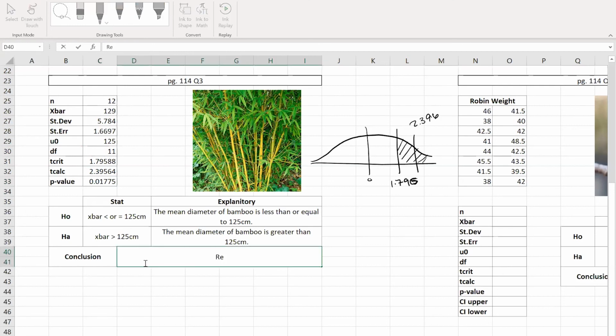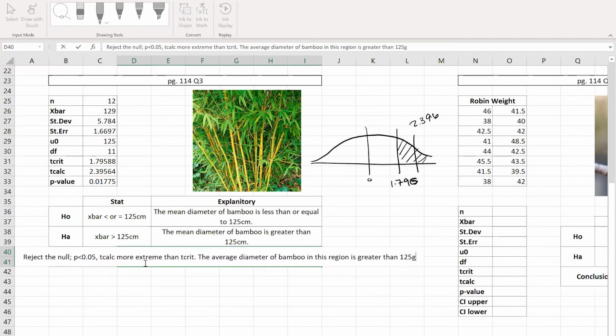So we reject the null. P is less than 0.05. T-calc is more extreme than t-crit. The average diameter of bamboo in this region is greater than 125 centimeters.